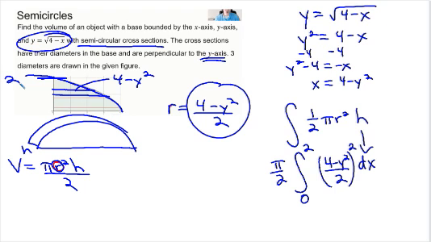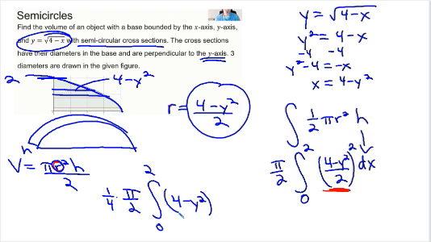So you do have to be somewhat cautious on this problem with your fractions. We are squaring this thing right here. All right? So that means the denominator is going to be a 4. So I'm going to have a pi halves times the integral from 0 to 2 of, that denominator is going to be a 4, so I can pull this 1/4 out in front like that. And I'm going to have 4 minus y squared, the quantity squared. I said dx, but I guess it should have been a dy.